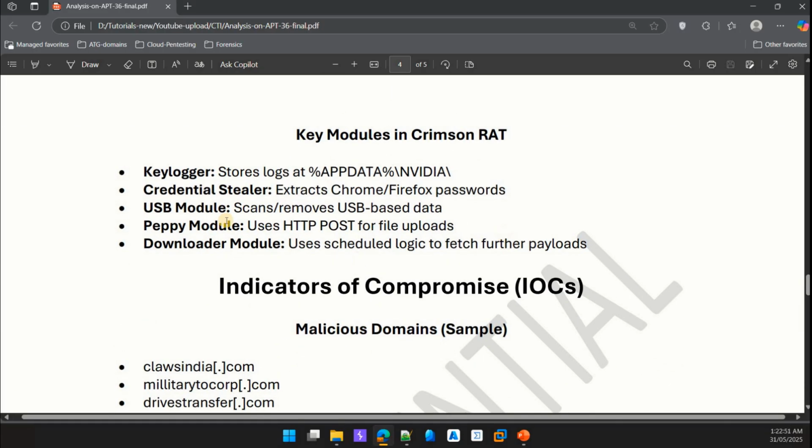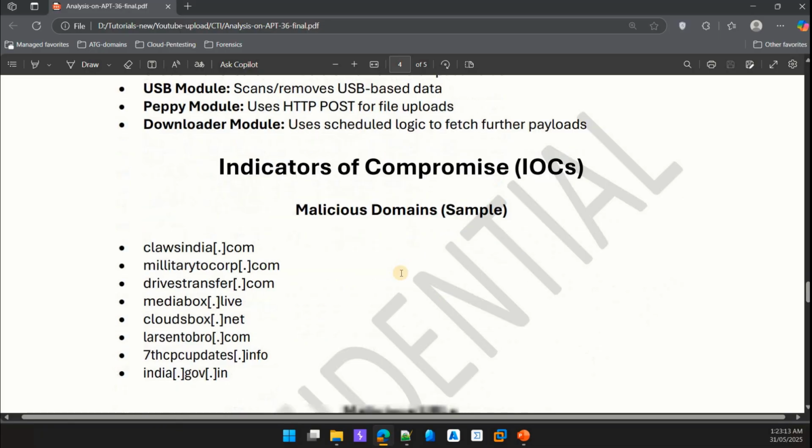So what are the key modules? Keylogger, which was stored in app data and media. Credential stealer, which extracts the passwords from Chrome and Firefox. USB module, which scans or removes the USB data. PEPI module, which uses the HTTP ports for file uploads. And downloader module, which uses schedule logic to fetch the payloads.